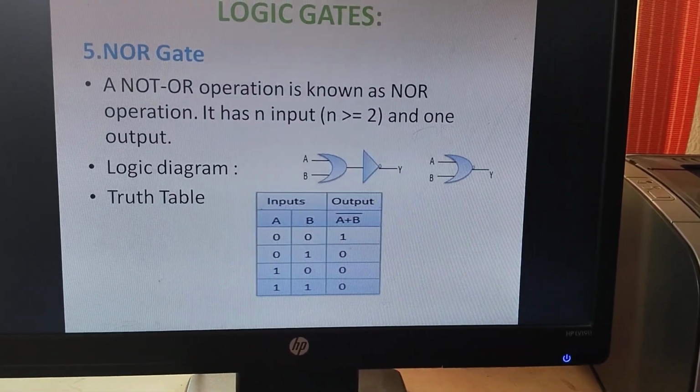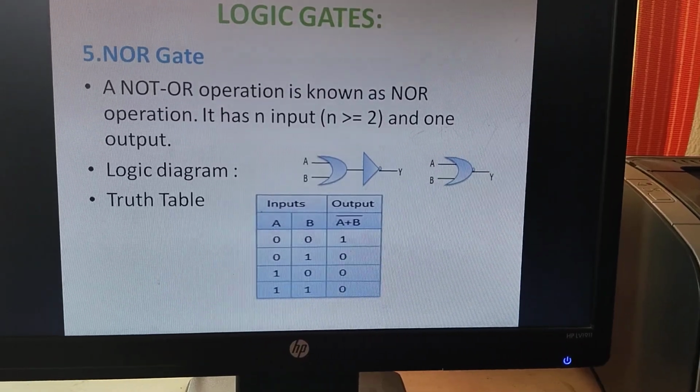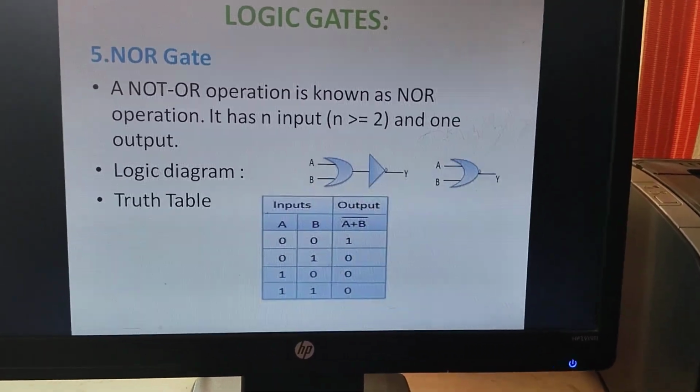Okay, the inputs and outputs truth table. A equal to 0, B equal to 0, output will be 1. That is the sum of inverters.